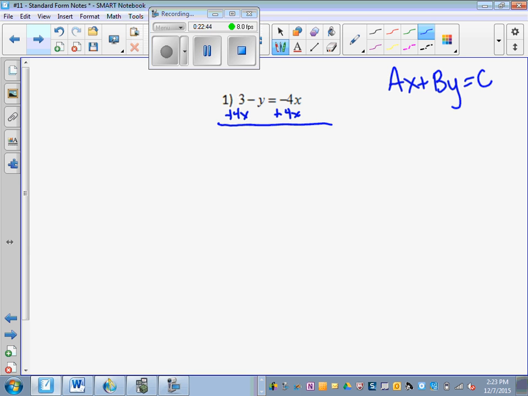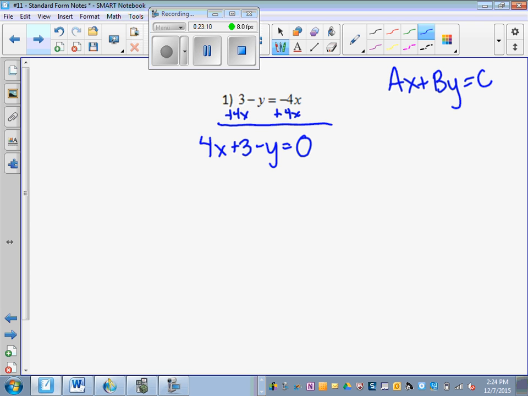So that way it's positive. Can I combine 4x with anything? No. Why not? Because they don't have the same like terms. Right, there are no like terms. So we have 4x plus 3 minus y equals what? 0. Right now it's 0, because negative 4x plus 4x is 0.